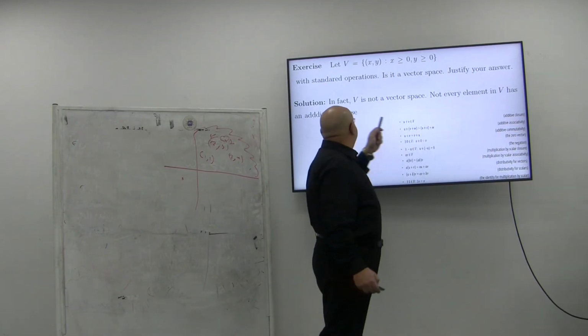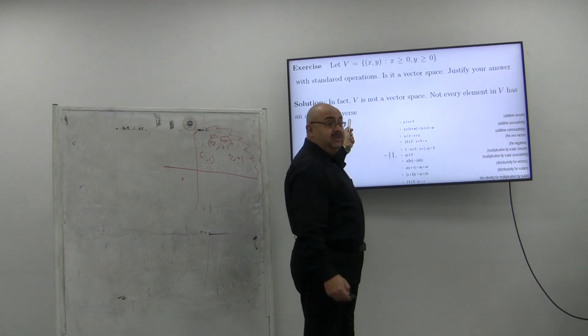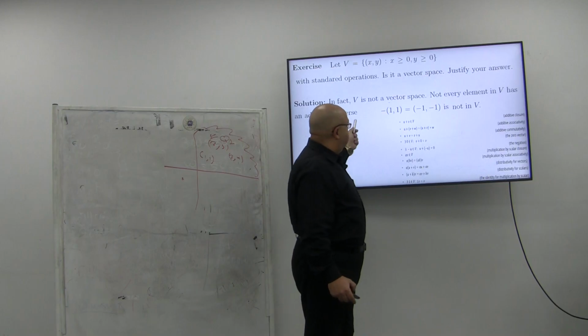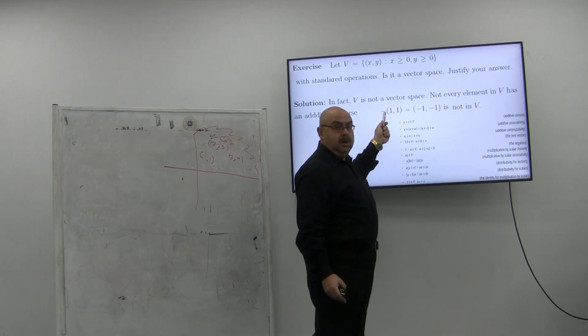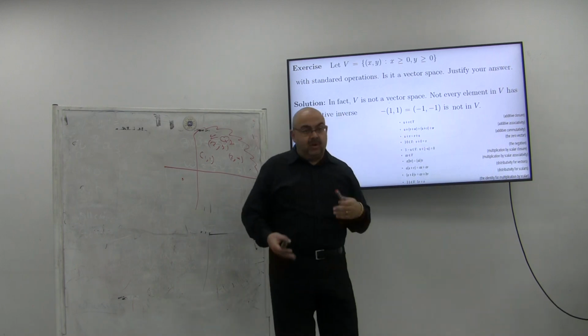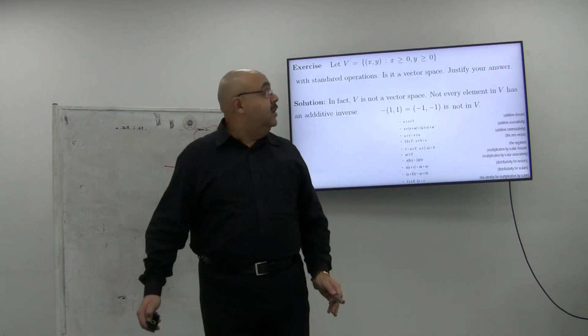Not every element in V has an additive inverse, which means, as the simplest example, if you have 1 and 1 multiplied by negative, it's going to be negative 1 and negative 1. This is why it's not a vector space.